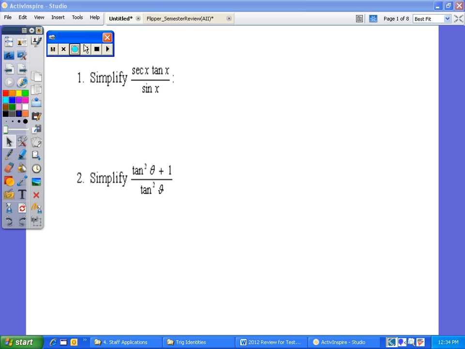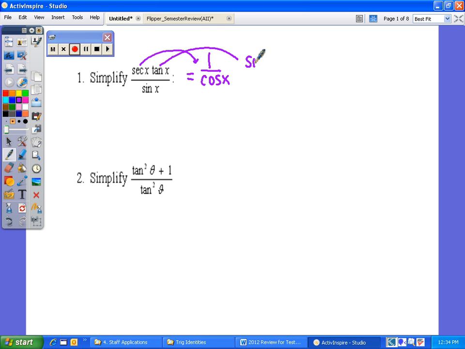Alright, number one, to simplify. Our main goal when we simplify is to make sure that we get it to a point where we cannot do anything else to the problem. If you remember in class, we took the secant and changed that to 1 over cosine. We changed the tangent to sine over cosine. And we kept sine the same.